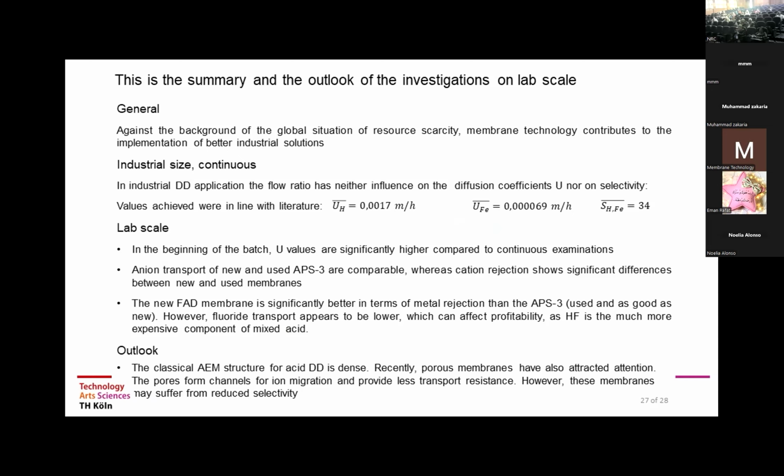And the outlook is, from literature, that several researchers were focusing not only on dense membranes, but also tried to use porous membranes, partially with some kind of active ingredients inside the pores, so that the diffusion process will be a little bit quicker. But I'm not convinced that membranes with pores are really fitting to this specific application of acid treatment.